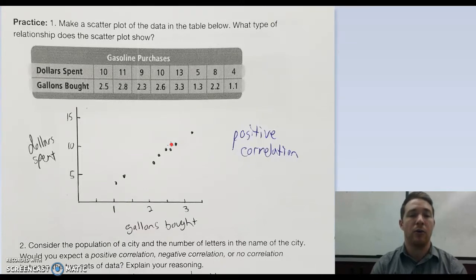And then you don't need to make a line through them, but all you have to do is look at that slope that would be formed if I did draw a line. Since my data seems to be going upwards, as gallons increase, so does the dollars spent, which makes sense. You buy more gasoline, you should spend more money. That does have a positive correlation. They're both increasing at the same time.